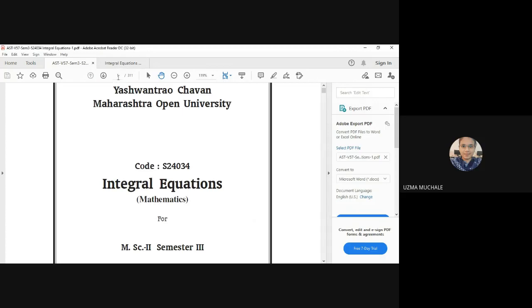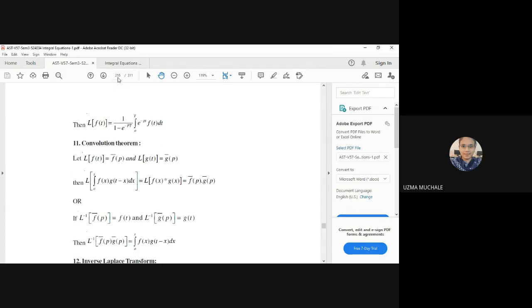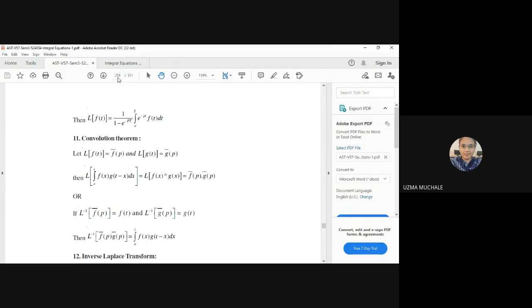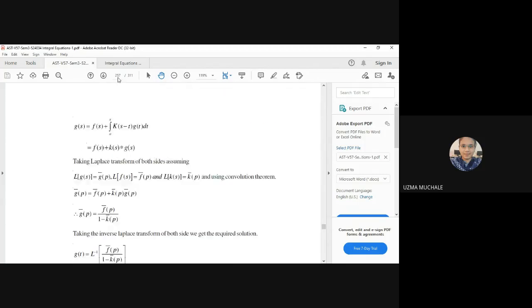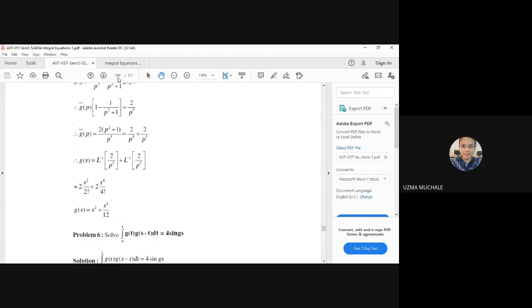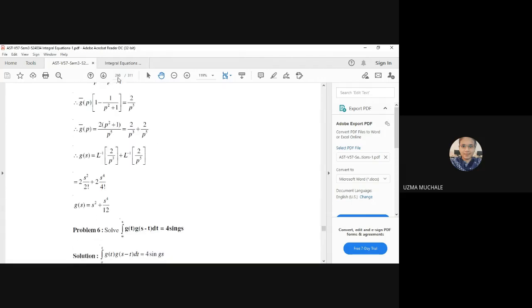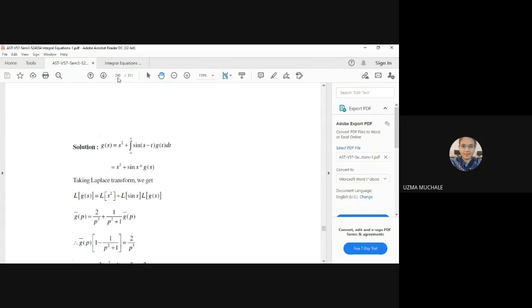The notes are integral equation notes. You can go to page number 255 for this, and you can see many more Laplace transform formulas, properties of Laplace transform, and many examples are there. Go with all the examples. So all the examples you can see. Let us go with the examples which are given here.